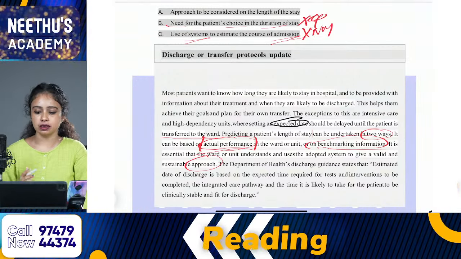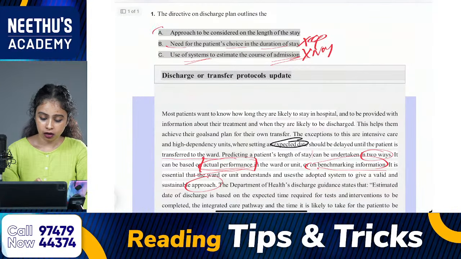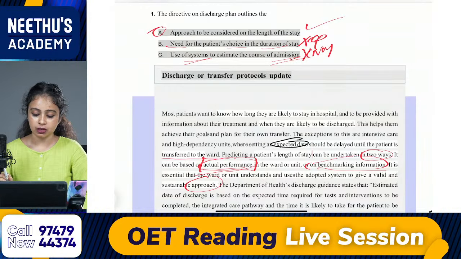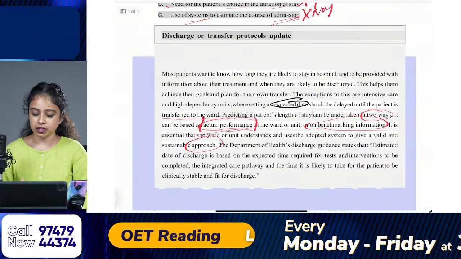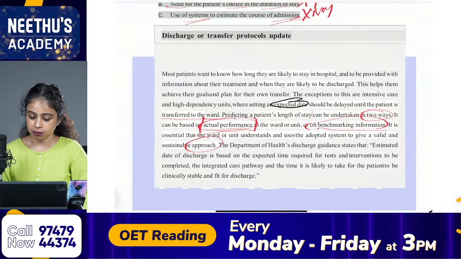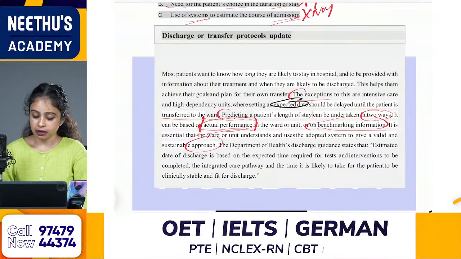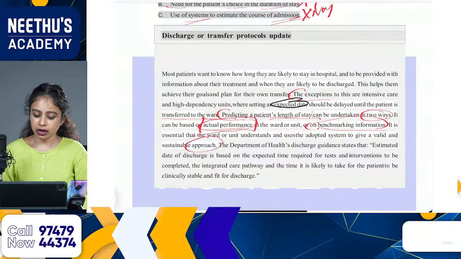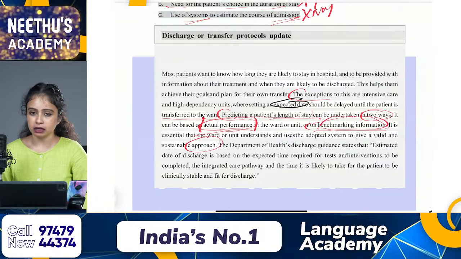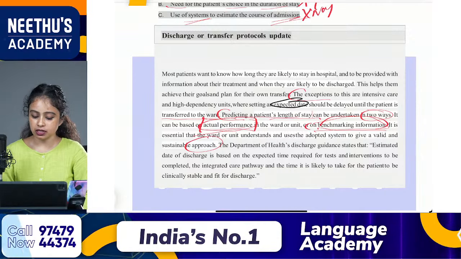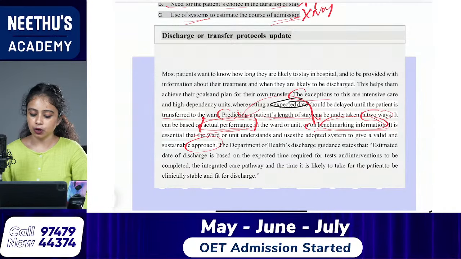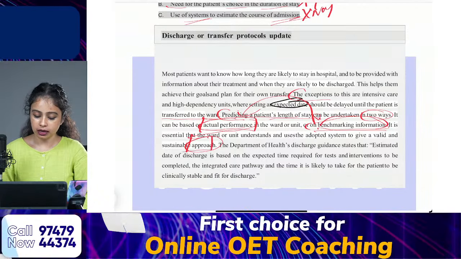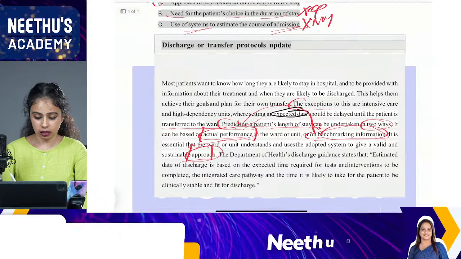So what is the correct answer? It is option A: approach to be considered on the length of stay. So that should be the correct answer. Where did you get that answer from? It is from these particular lines. Predicting a patient's length of stay can be undertaken in two ways. It can be based on actual performance in the ward or unit or benchmarking information. What is essential? It is essential that the ward or unit understands and uses the adopted system to give a valid and sustainable approach. So that is option A.